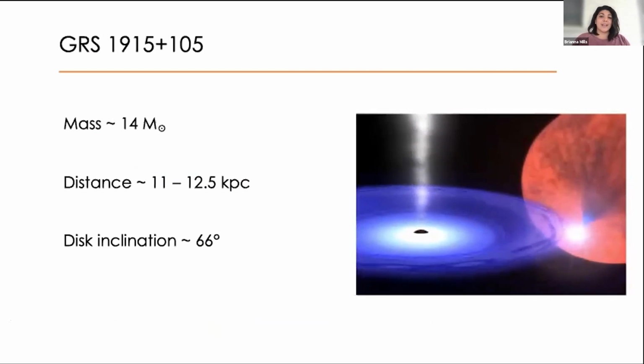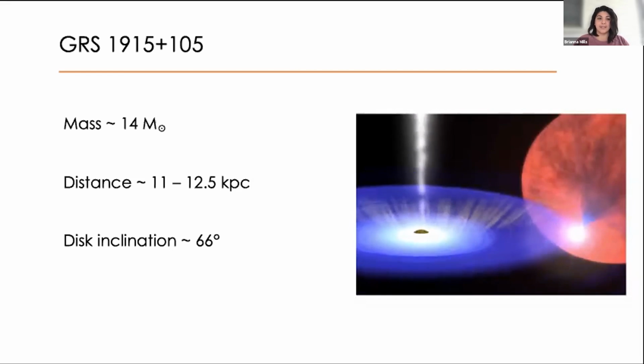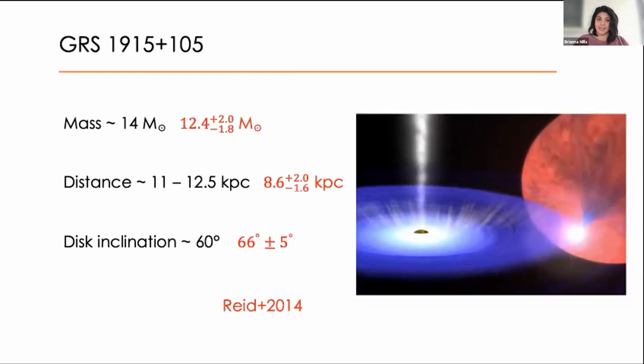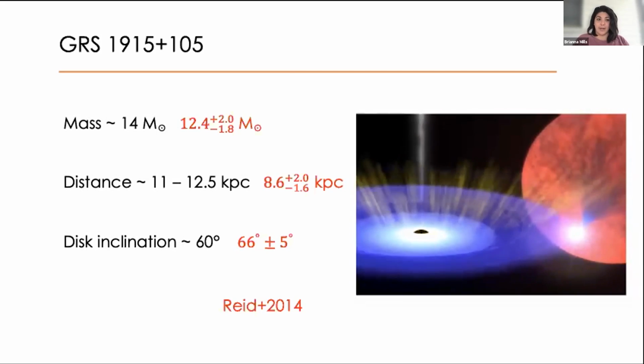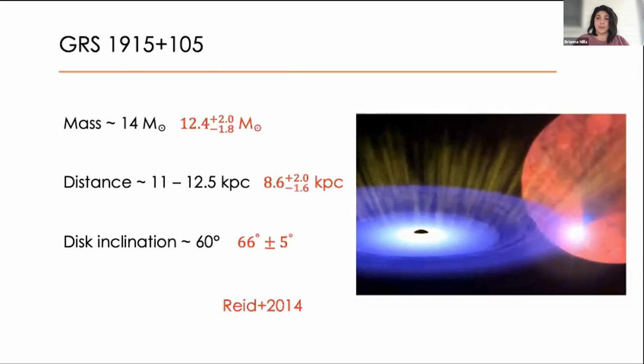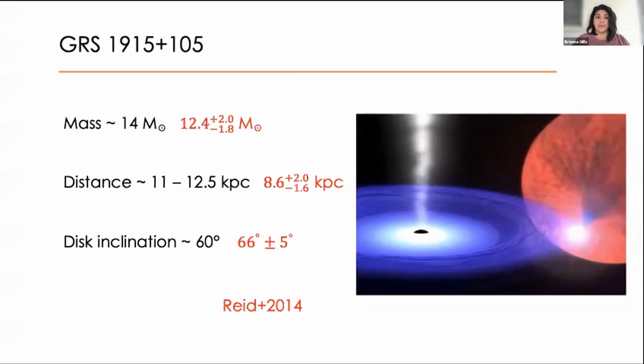inclination to GRS. So at the time that these papers were published, the mass was about 14 solar masses, distance around 11 to 12 kiloparsecs, and a disk inclination of about 66 degrees. So then 8 years later, Reid et al., based on really impressive VLBI parallax measurements and constraining the superluminal jet motions, were able to get better constraints on the mass, distance, and inclination. The most notable one is that the distance is now a lot closer at about 8.6 kiloparsecs. And all three of these parameters will impact the spin, but most notably, we find that the distance does.